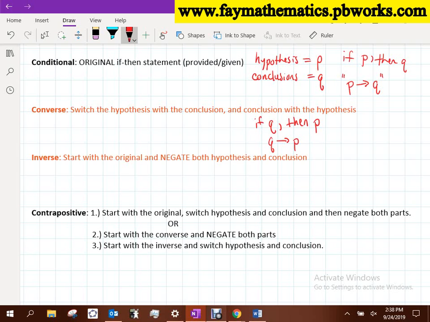Okay. The inverse goes back to the original, so you start back with the original conditional, right? The original one provided to you, and it just says you negate both parts, both the hypothesis and the conclusion. Negate means the word not, right? We insert the word not, okay? So this is going to say if not P, then not Q.